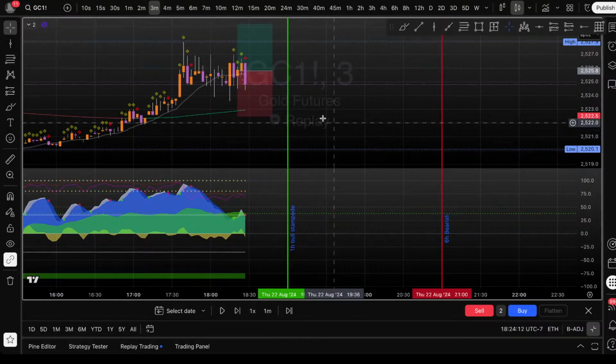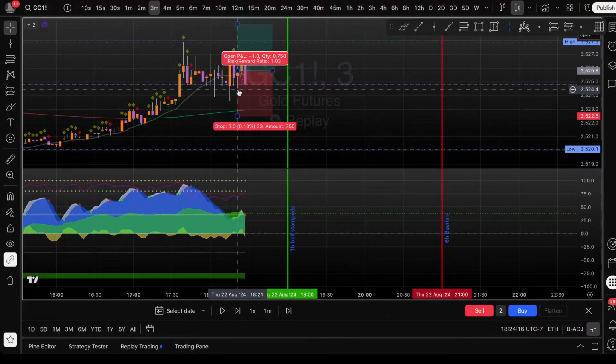Oh, and I have to go at least 15 minutes in because I know it's moving sideways. I already saw that. So 1821 plus 15 would be 36. So we got to get to at least here.